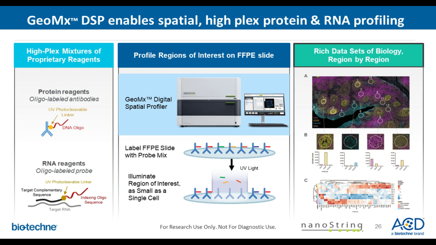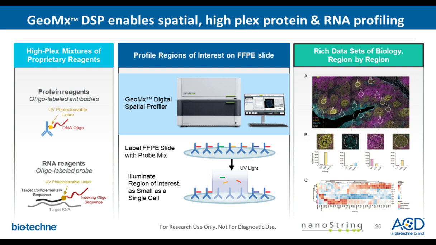The same is true for the RNA probes. So we take ISH probes. To each probe, we conjugate a unique photocleavable linker. What that allows us to do is, again, back to the protein, take a bunch of different validated antibodies, each with a unique linker, pool them together, stain the sample, and then it's ready to go onto the GeoMix platform.